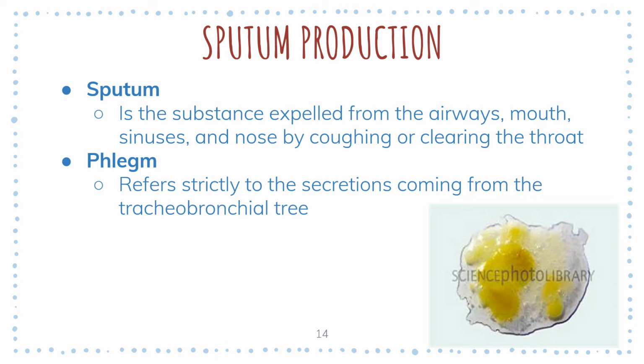Okay, so sputum is defined as the substance expelled from the airways, mouth, sinuses, and nose by coughing or clearing your throat. Where phlegm refers strictly to the secretions coming from the tracheobronchial tree. But like I said, when we do even bronchoscopies, when we're actually going in there with a scope and they're getting a sputum sample, I don't think I've ever heard them say a phlegm sample. But just so you know, I'm going to include this lovely slide of the differences.